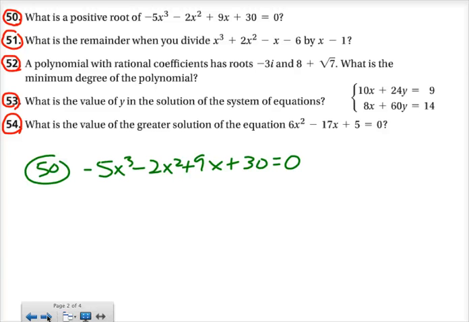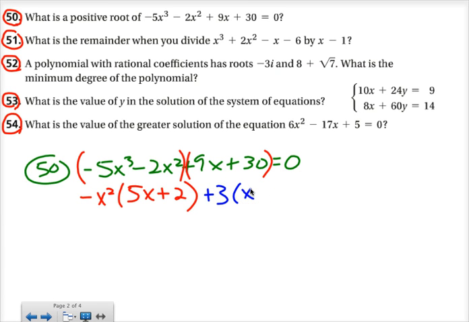So what I have to do is group the first two terms together and the last two terms together. I see I've got negatives all over the place in this parenthesis. I'm going to take a negative out and an x squared out, and that will leave me with 5x plus 2. Then in the back, with the 9 and the 30, I could take a 3 out, and that would give me 3x plus 10. So this is not factorable by grouping.